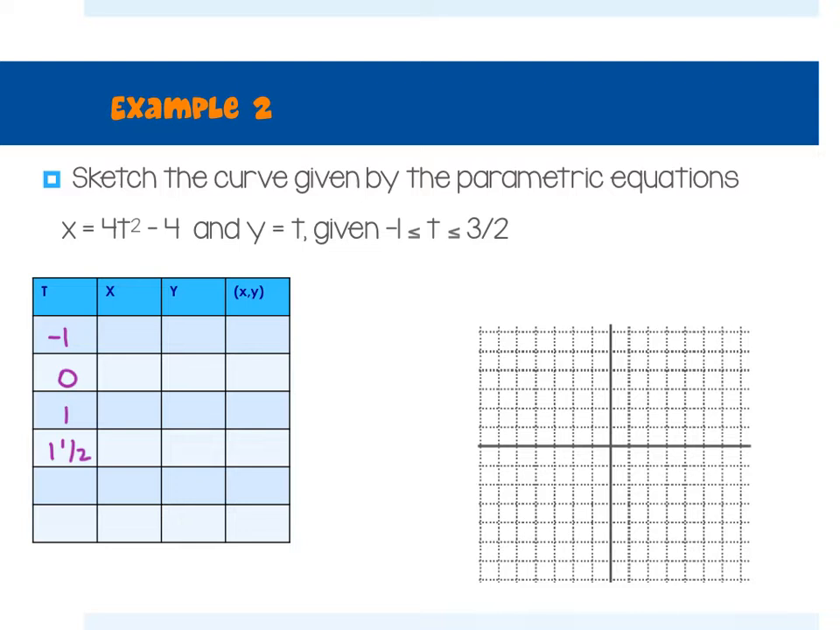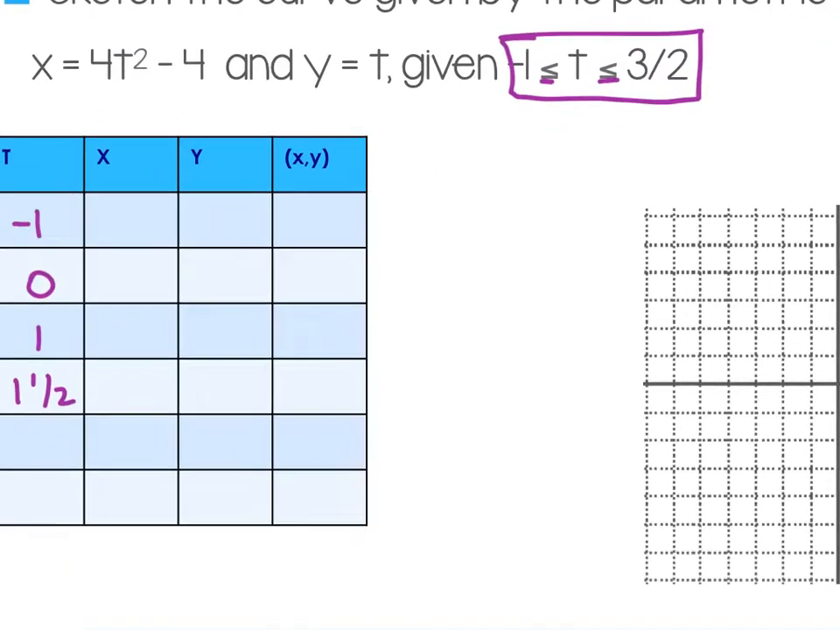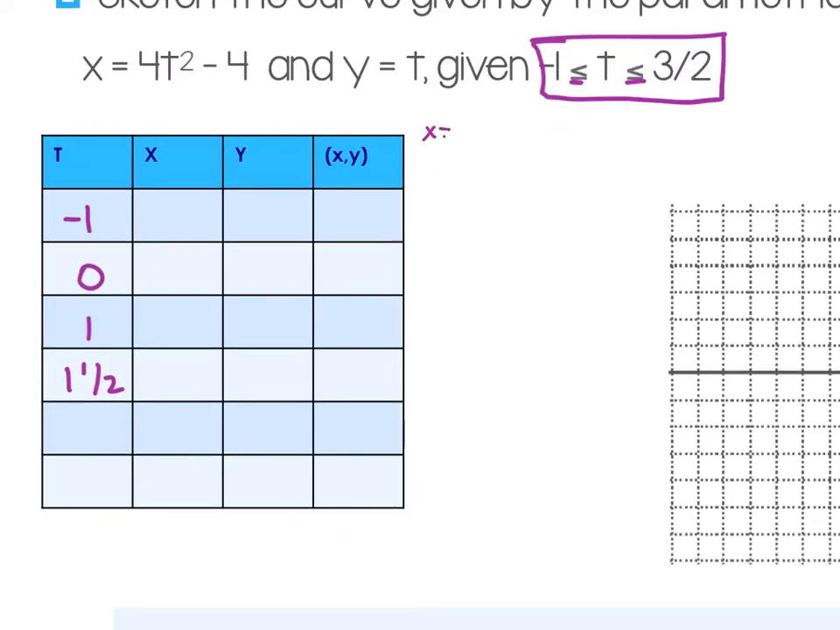Just make sure you cover the ones that they give you if it says or equal to, which is what's happening here. So now I want to plug these in. I'm going to plug in for x. X would equal 4 times -1 squared minus 4, which is 4 minus 4, or 0.